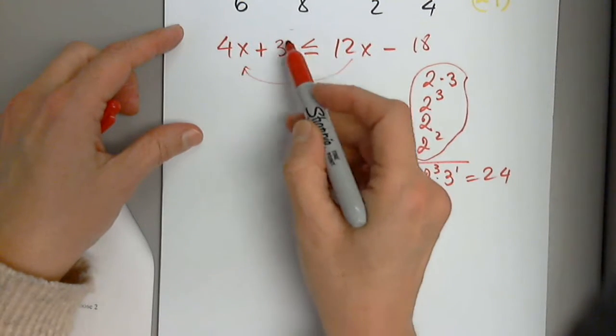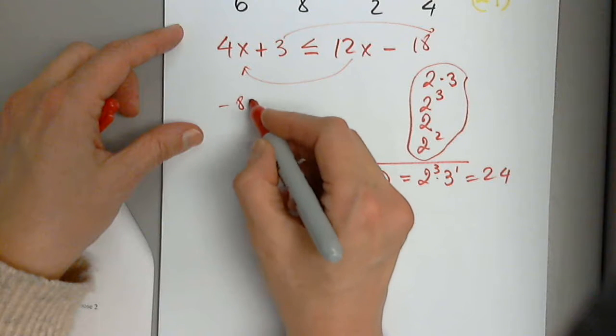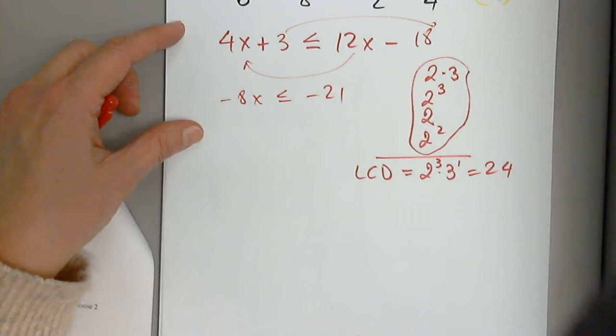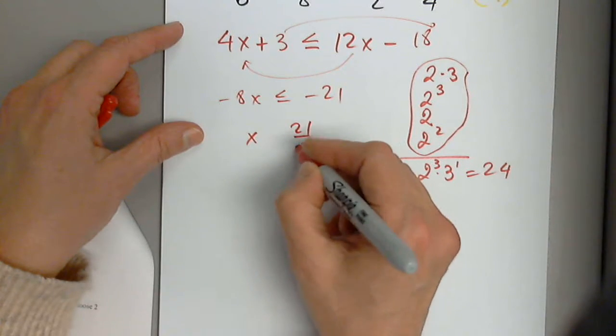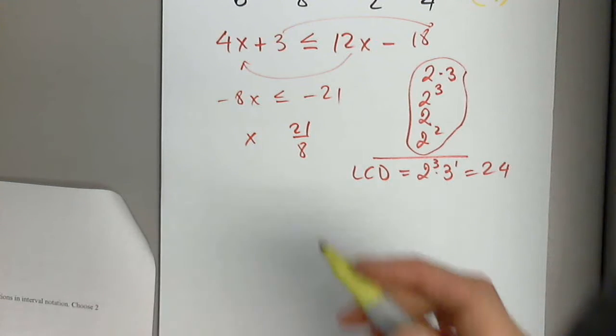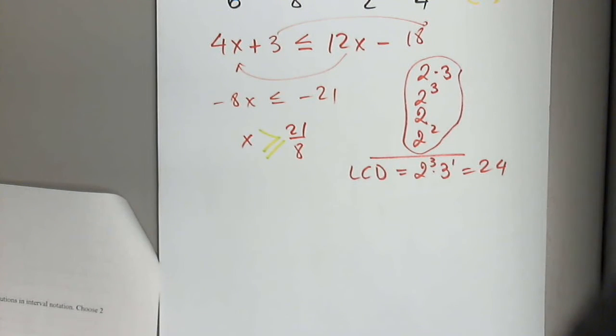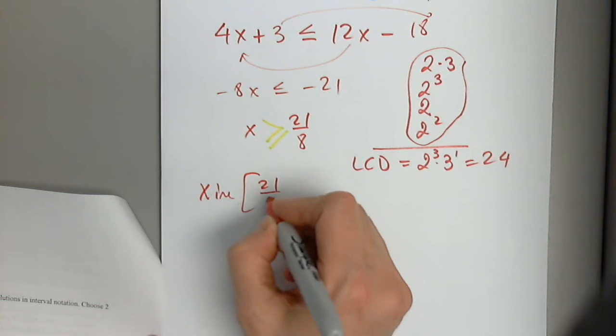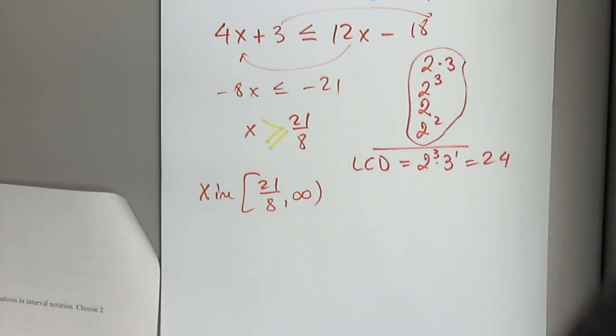So I will be moving 12 and moving 3. So negative 8x less than or equal to negative 21. And x is 21 over 8. But I need to flip the inequality, because I divided both sides of the inequality by a negative number. So then x is in the interval 21 over 8 to infinity.